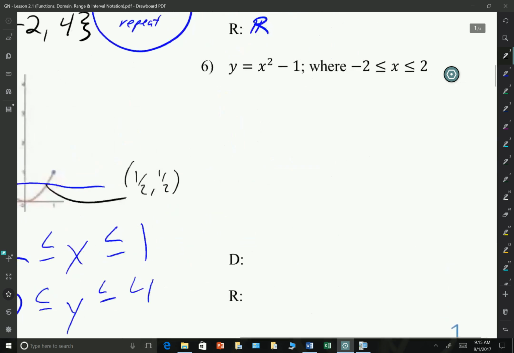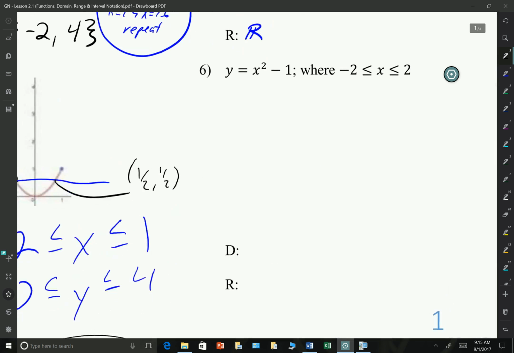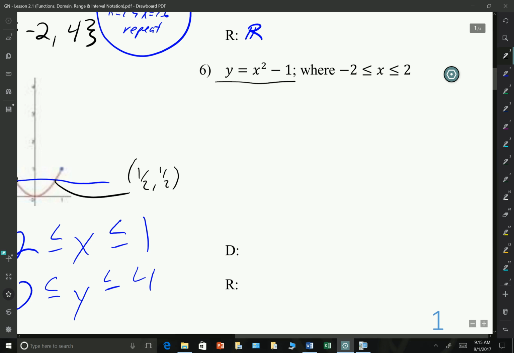All right, let's do this one. This is a fun one. What's your domain? Y equals x squared minus 1, where -2 is less than or equal to x, less than or equal to 2. Now, you probably don't understand what this even means. This means you graph this function only when x equals these numbers.